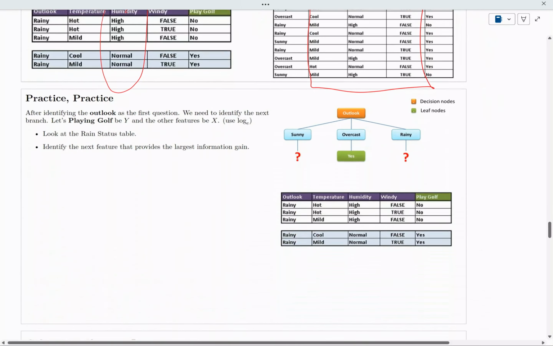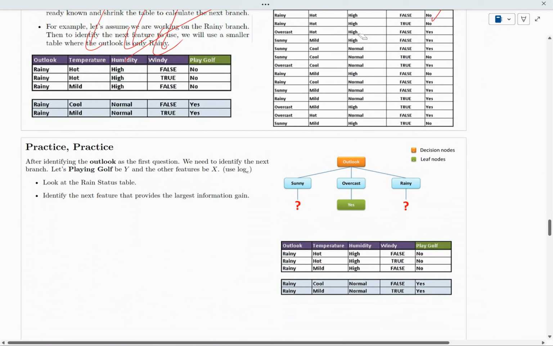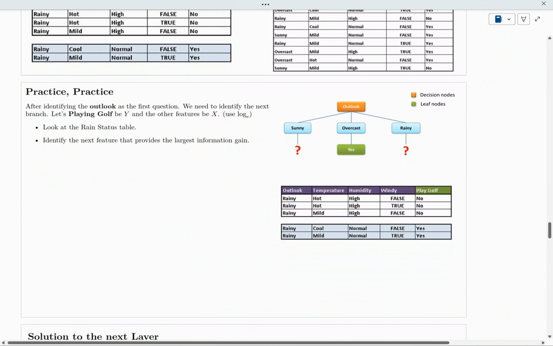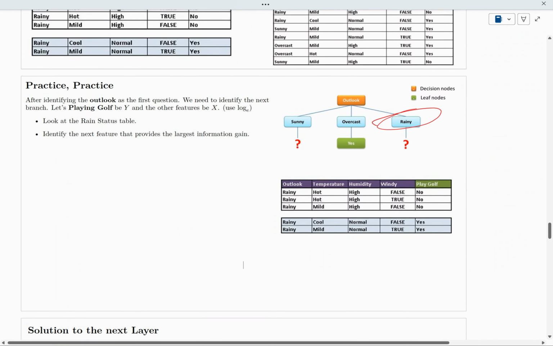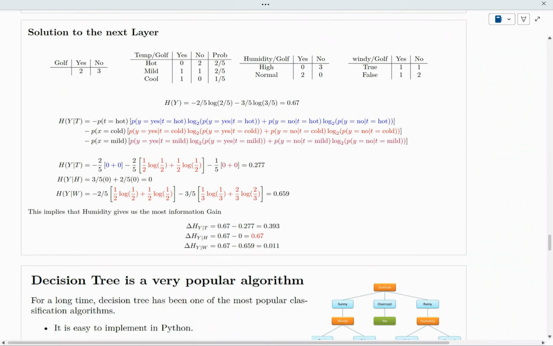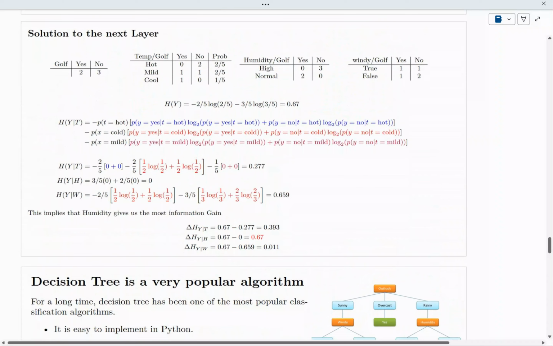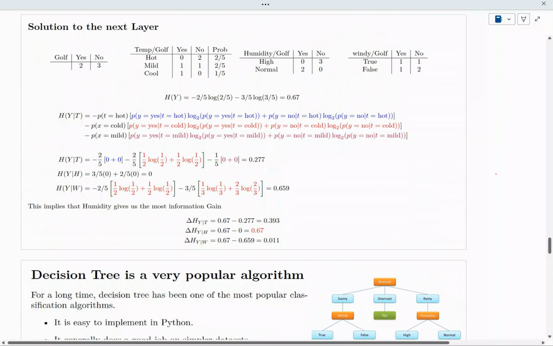Okay, so let's practice this next layer. Let's look at the raining status. This was the raining table. Identify the next feature, right? So for this practice, you want to pause the video and do it again, calculate the conditional entropy, and identify the next feature that you will use. I've provided the solution here. Pause the video, and here's the solution. Hopefully, you were able to identify the next feature.